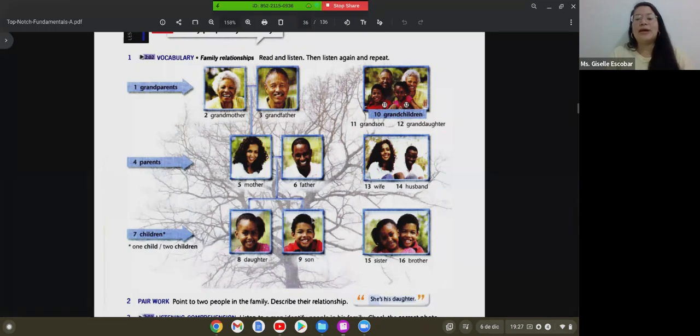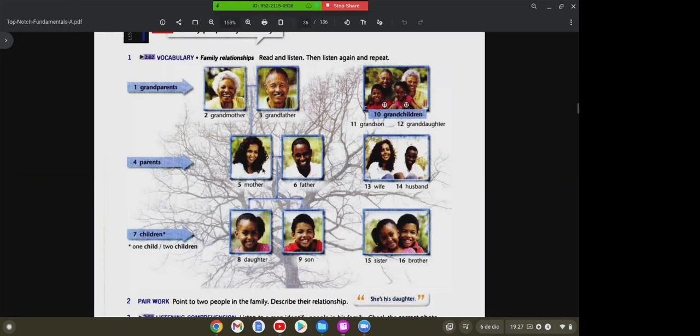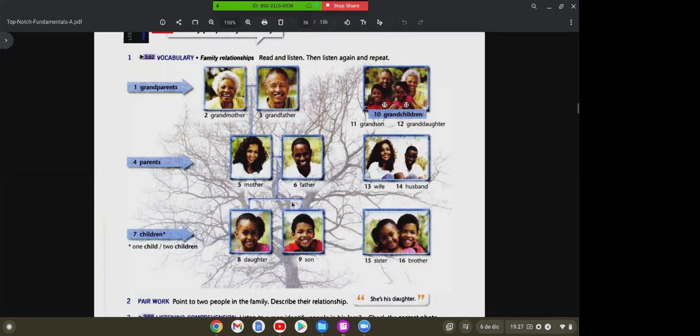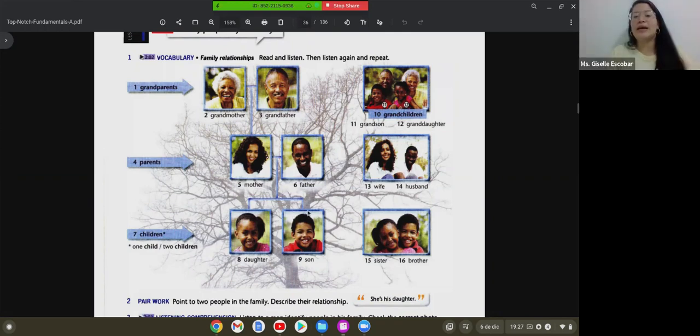Pero sí, okay, let's see, number 9 and number 5. He is her son. Exactly. He is her son. He, él, is her son. Es su hijo. Él es su hijo o él es hijo de ella.